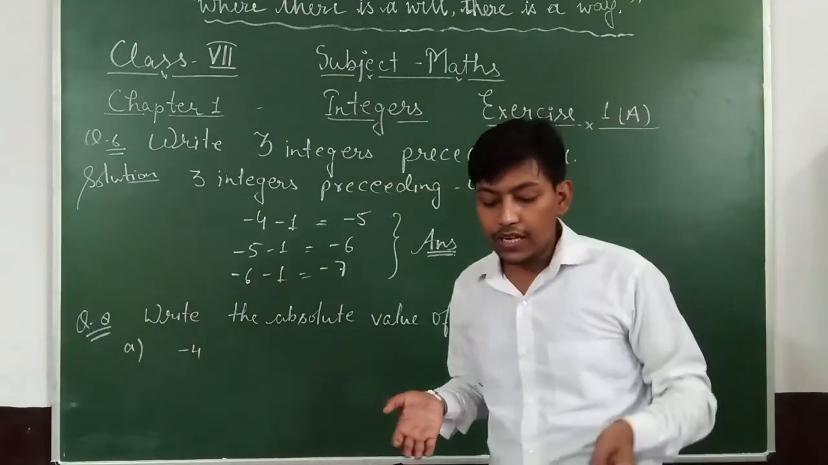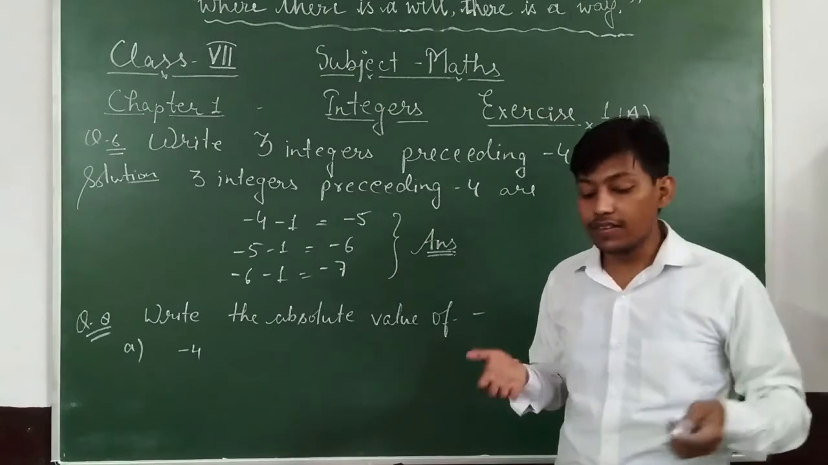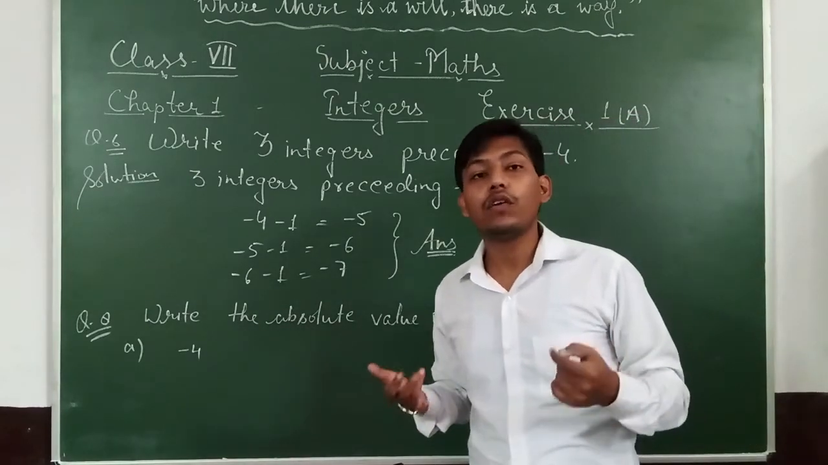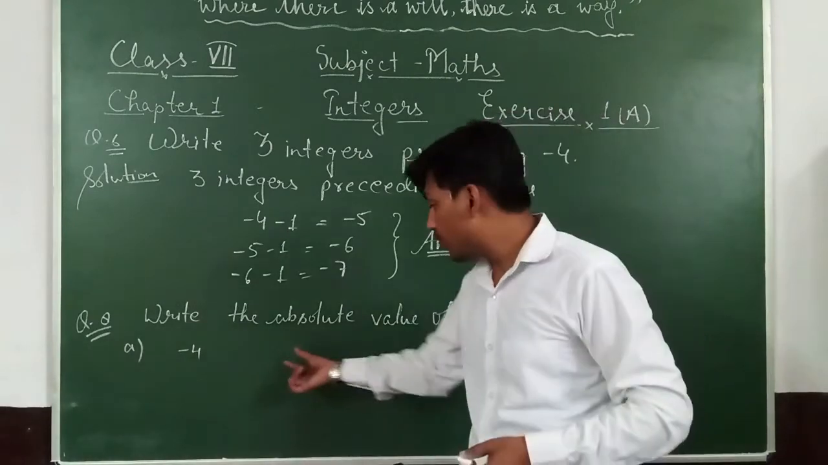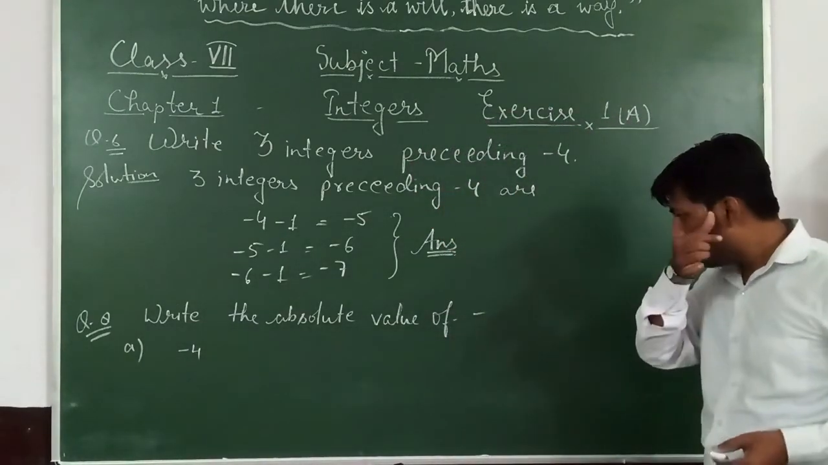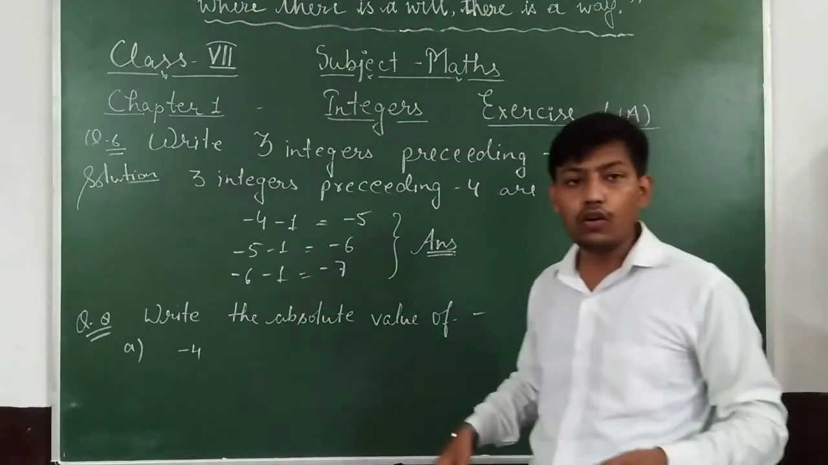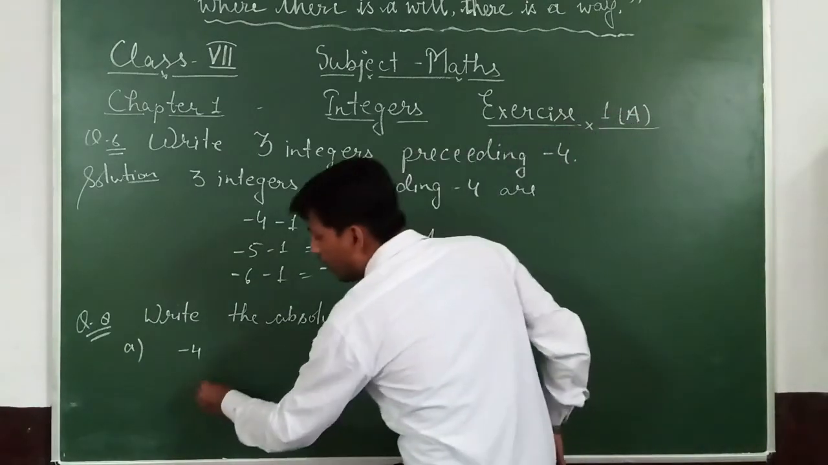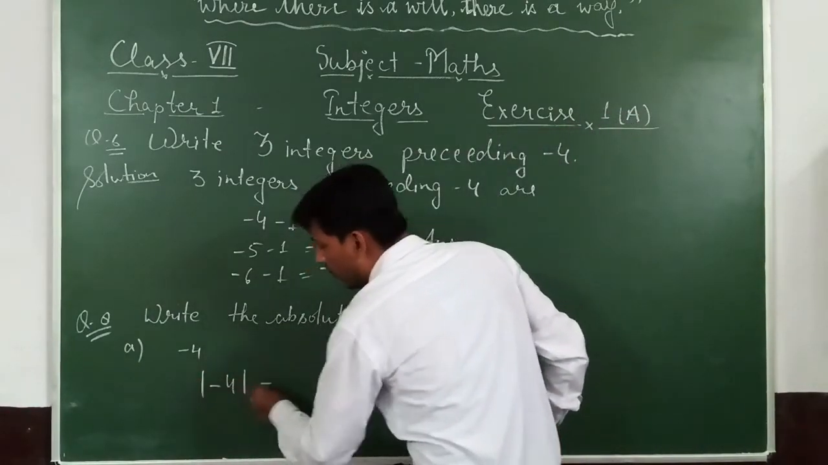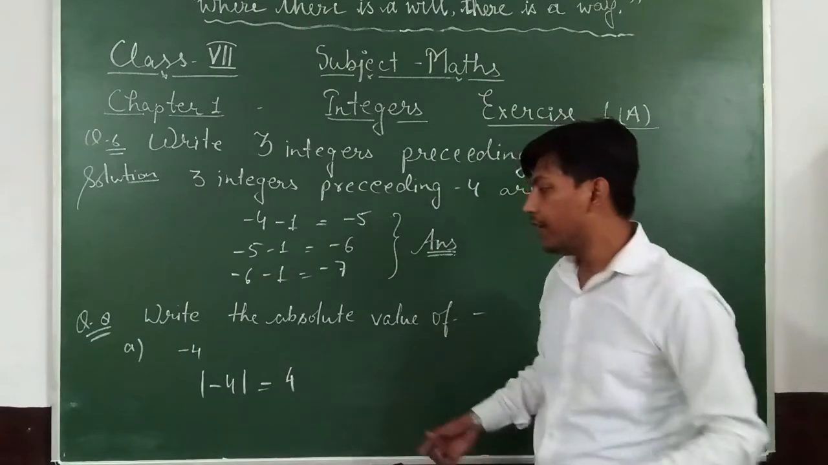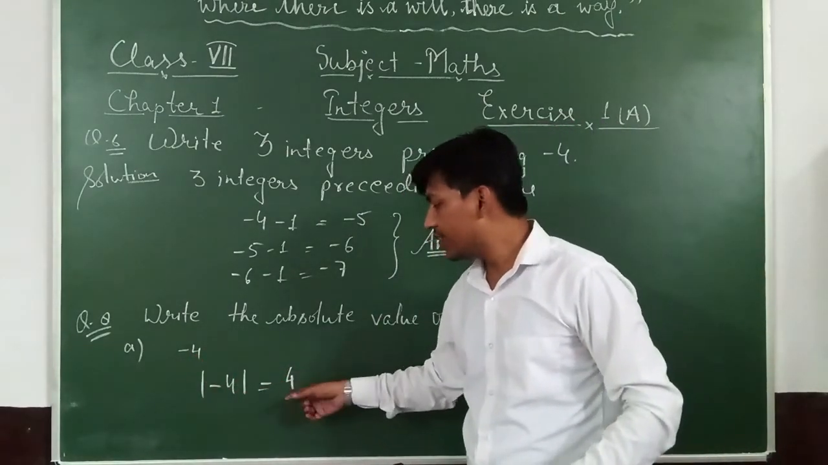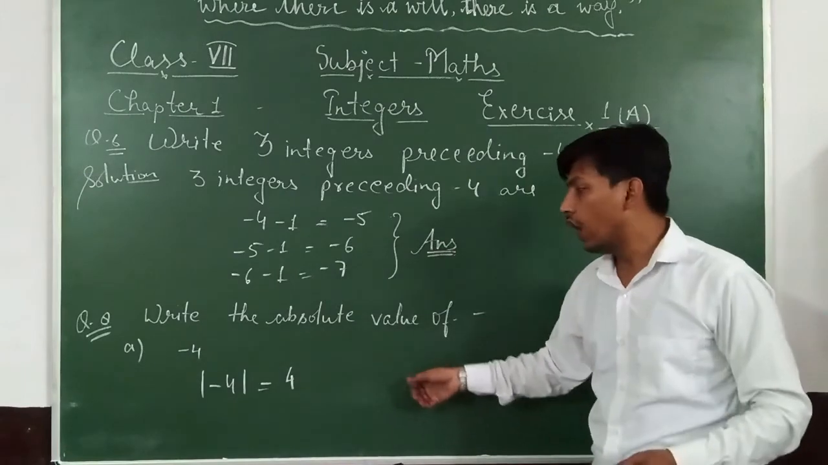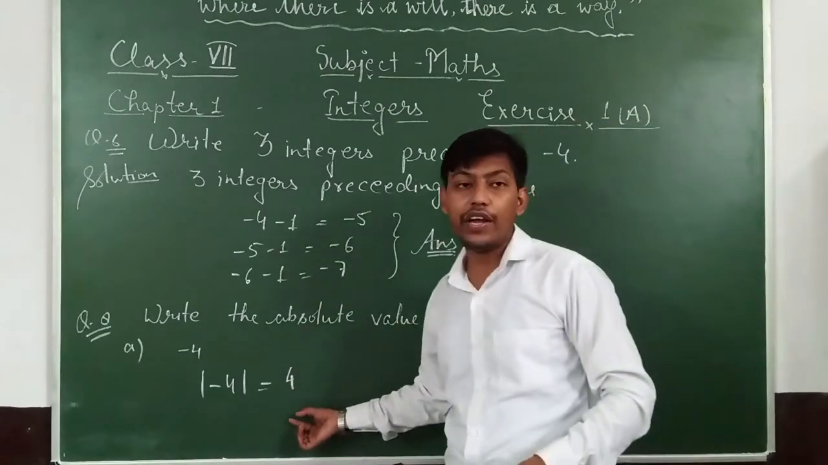Similarly, do question number 7, 2 integers just succeeding -7. We have to find the 2 integers which are succeeding -7, so add 1 two times. Next, question number 8, write the absolute value of -4. We know how to find the absolute value. Absolute value of -4, mod of -4, equals 4. That means -4 is just 4 steps away from 0. So absolute value of -4 is 4.